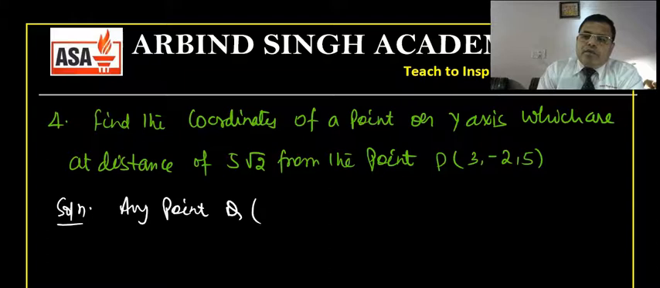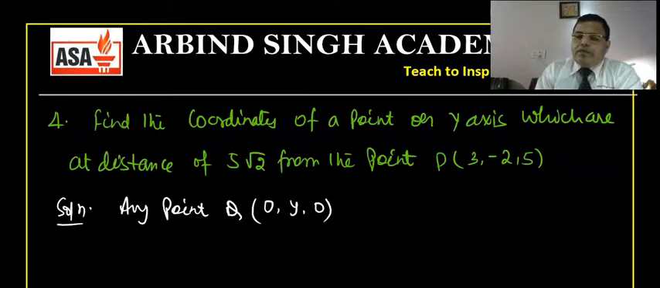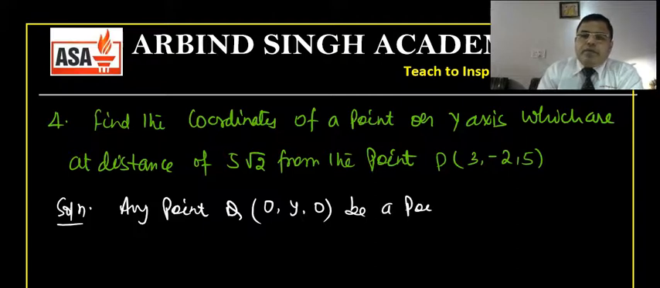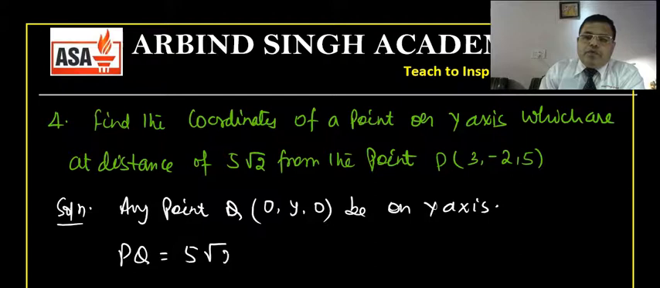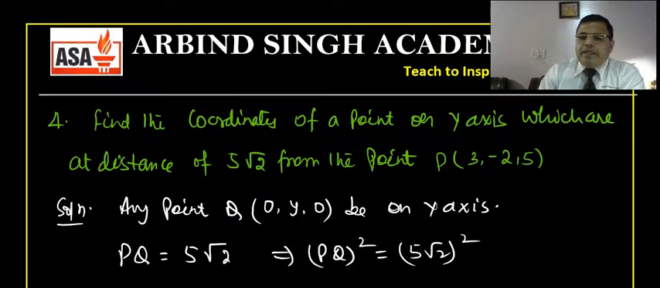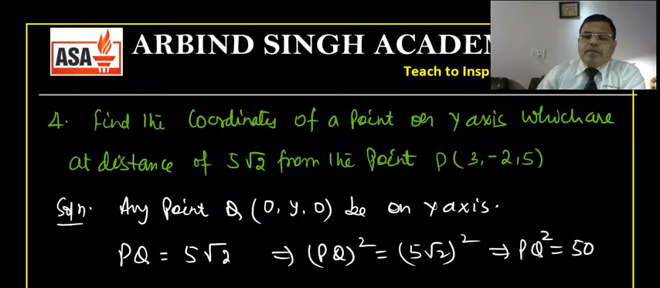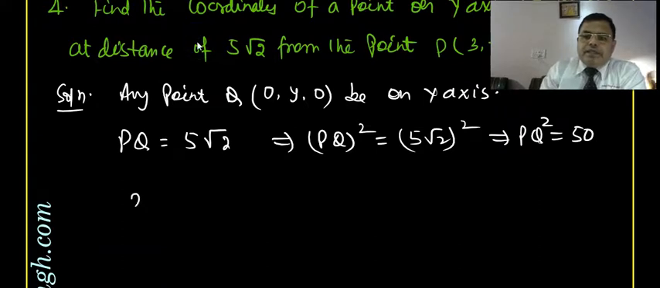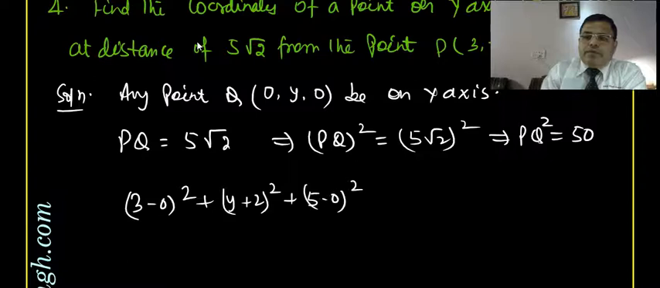Solution. Any point lying on y-axis, let any point Q on y axis be (0, y, 0), so x coordinate 0, y coordinate is y and z coordinate is 0. So according to question, PQ is equal to 5 root 2 and therefore PQ square is equal to (5 root 2) square, that is 50. PQ square can be calculated as (3 minus 0) whole square plus (y plus 2) whole square plus (5 minus 0) whole square is equal to 50. Isn't it? So we can do that.